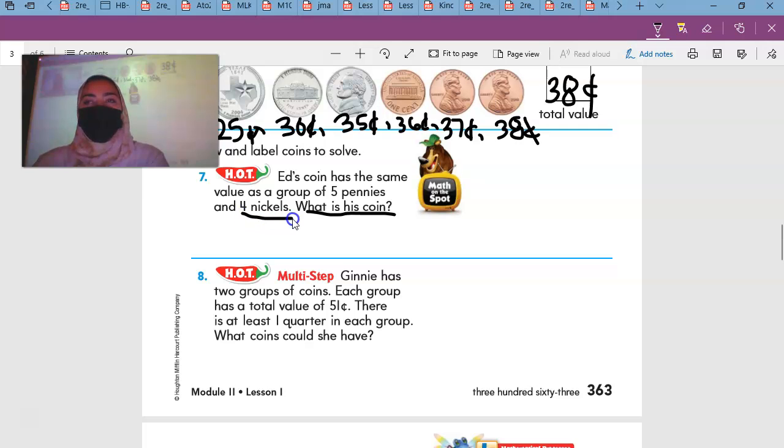4 nickels, a nickel means each one is 5 cents. And if I have 4 of them, then I'm doing 5 times 4 is 5, 10, 15, 20. That means the 4 nickels is the same as 20 cents plus 5 pennies. Well, what's 20 plus 5? 25. So if I have one coin that's the same value as 25 cents, what coin is a 25-cent coin? A quarter. So what is his coin? 1 quarter. This is a Q for quarter.